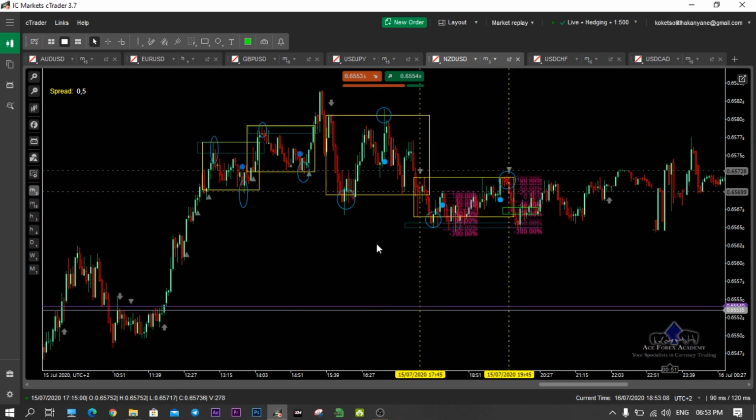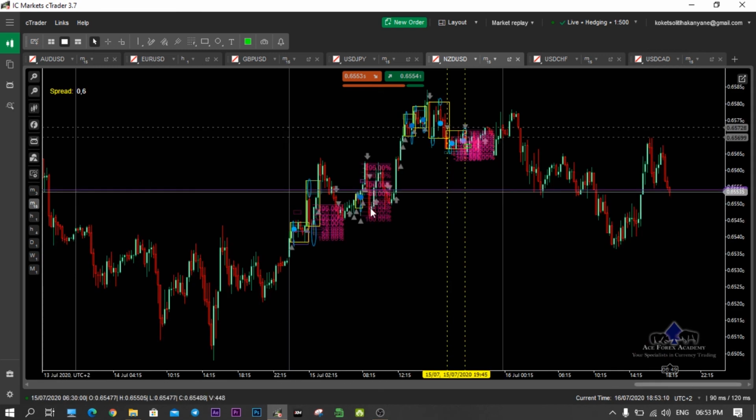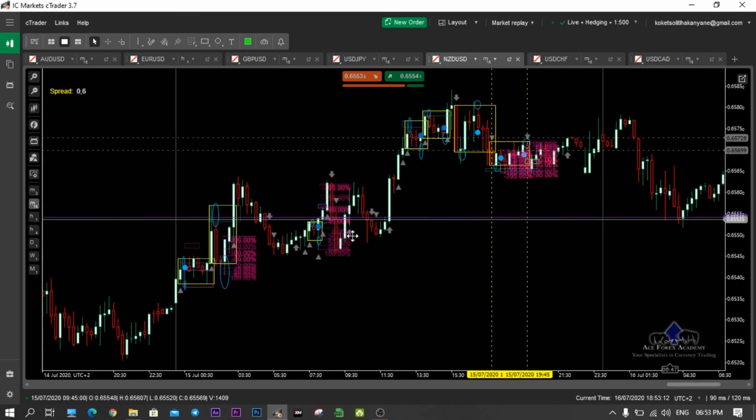And yeah, let's have a general look. That was how your markets performed on Wednesday, the 15th of July, for the New Zealand dollar against the United States dollar. And this performance was much better than what we had yesterday, or when we were looking at the United States dollar against the Japanese yen. The New Zealand dollar was very rewarding in this aspect, right?